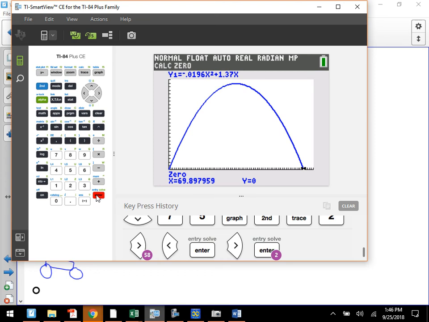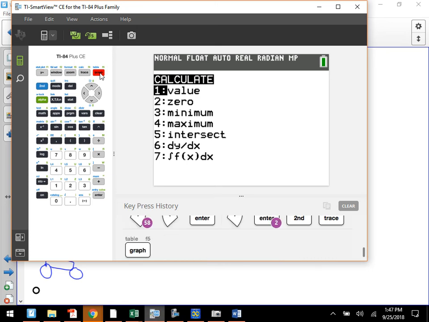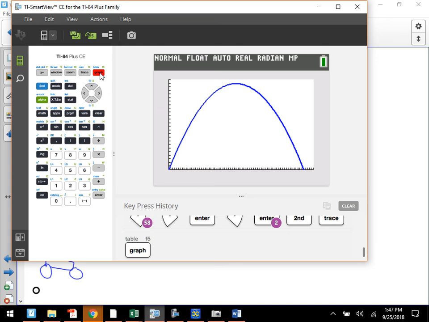Now, it also asks you for the maximum height. So that's how we found our 0; to find the maximum height you would do the same idea. Second, calculate, and choose option 4. You do your left-hand boundary and right-hand boundary. But if we're using a rounding idea here, if I start at 0 and I end at 70, what happens in the middle?